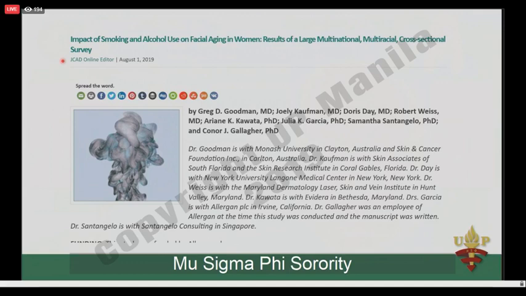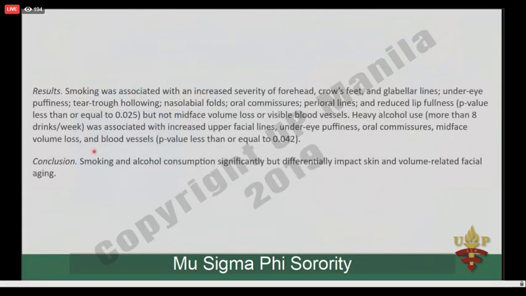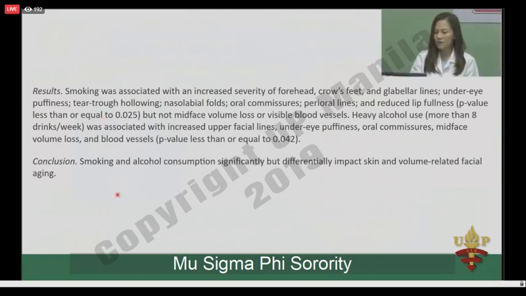This was a large multinational study with around 3,000 subjects. The results were that smoking was associated with increased severity of forehead, crow's feet and glabellar lines, under eye puffiness, ear trough hollowing, nasolabial folds, oral commissures, and reduced lip fullness. Heavy alcohol use was associated with increased upper facial lines and under eye puffiness, along with more prominent oral commissures. So we can see that smoking and alcohol consumption significantly but differentially impact skin volume and related facial aging.